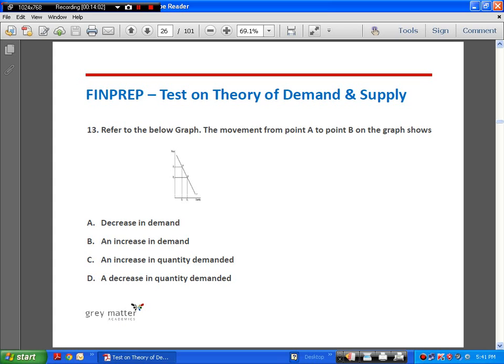At point A, the price is higher and the quantity demanded is lesser compared to that of point B. In other words, at point B, the price is lower but quantity demanded is more. So in a movement from point A to B, the quantity demanded has increased. Therefore, the right answer is option C, an increase in quantity demanded.